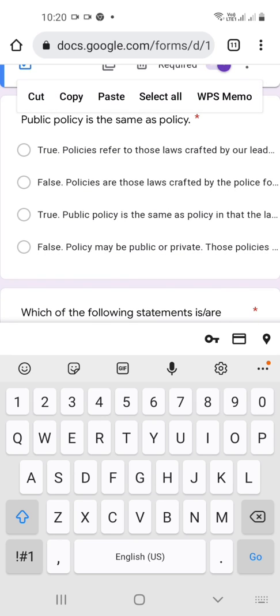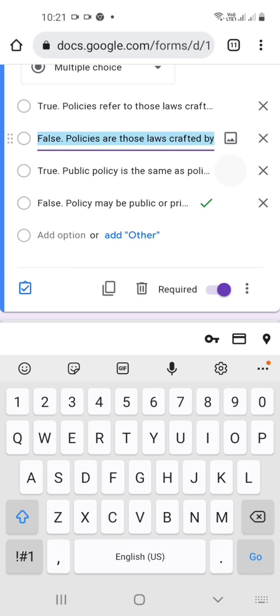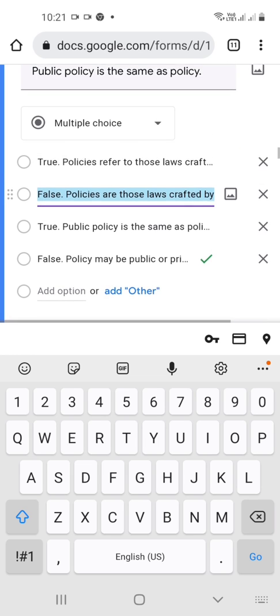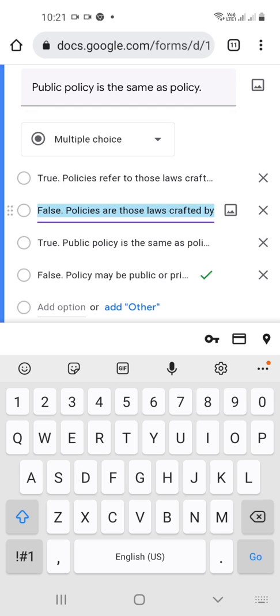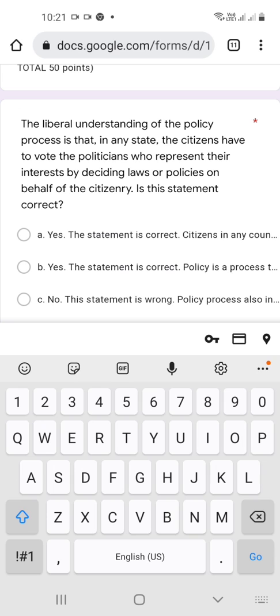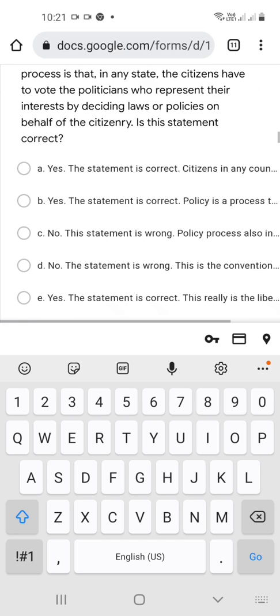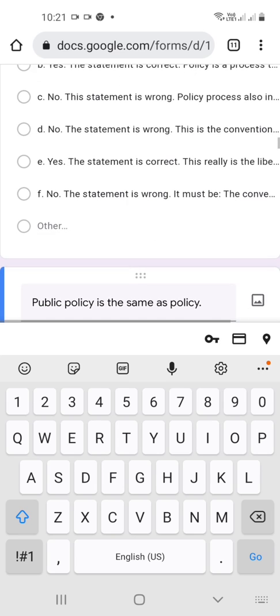Second question, public policy is the same as policy. So the answer, of course, to this particular item, since we don't have a question mark in here, okay, see there, it ends with a period. The answer is false. Why? Because policy could be public, policy could be private, depending on the institutions who crafted that particular policy. If the policy is for public interest, it shall be considered or deemed as public policy. If the policy is for a particular organization or particular company, then it's private.